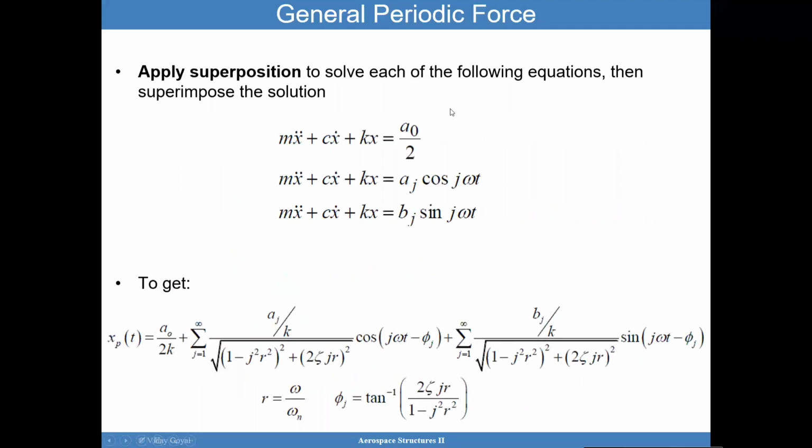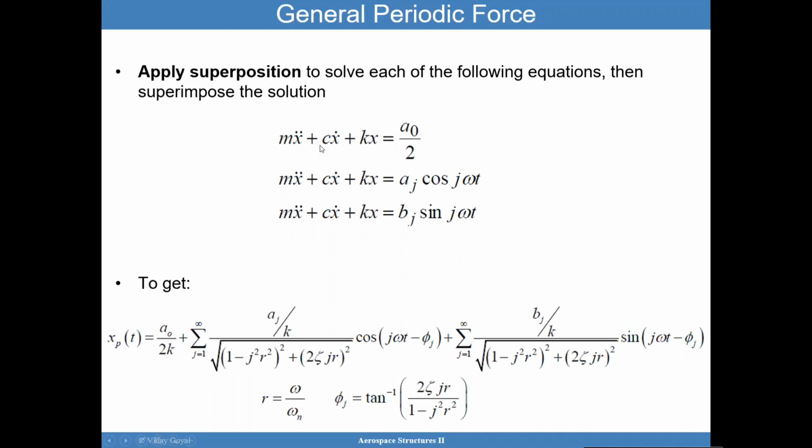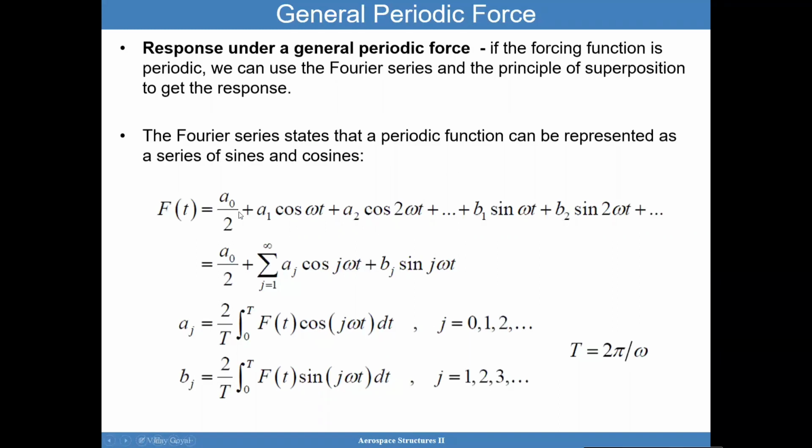How to approach that? You can apply superposition. So as you can see, the right-hand side of the equation here, m x double dot plus c x dot plus k x equals f as a function of t, where f as a function of t is a periodic function.